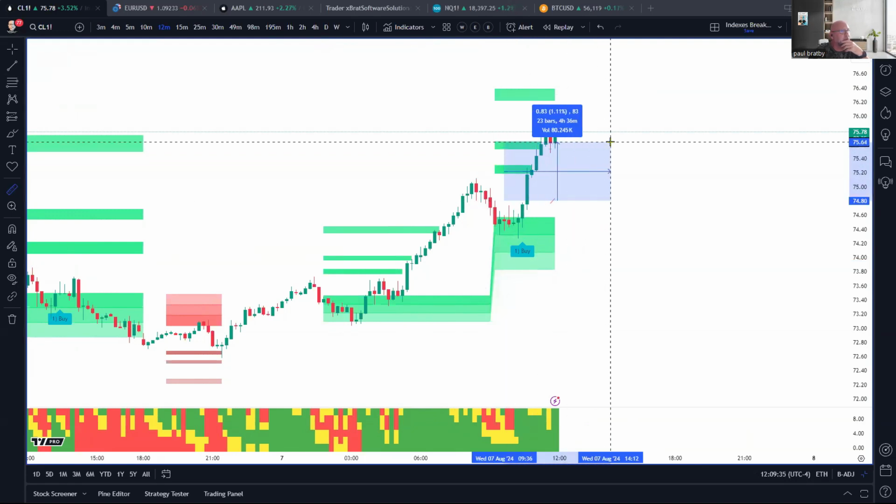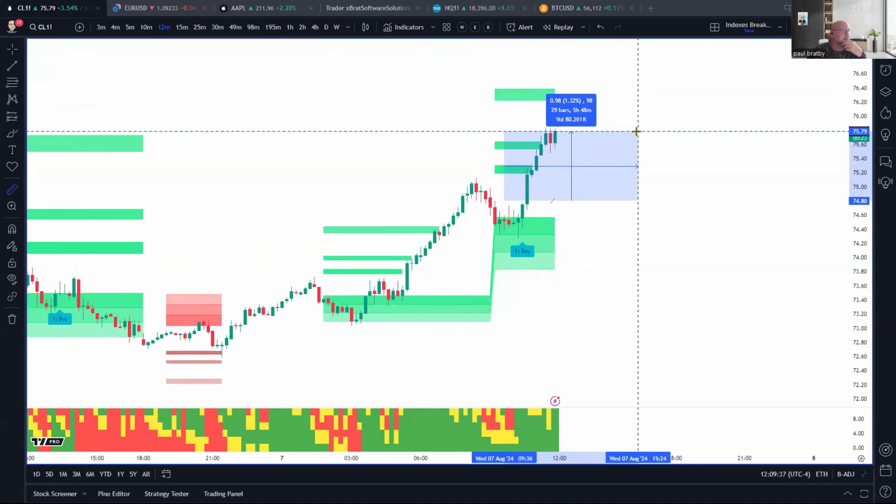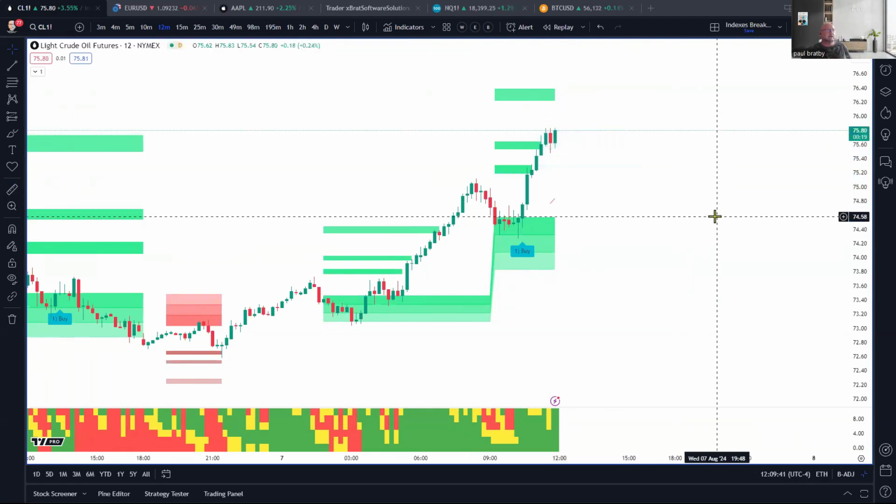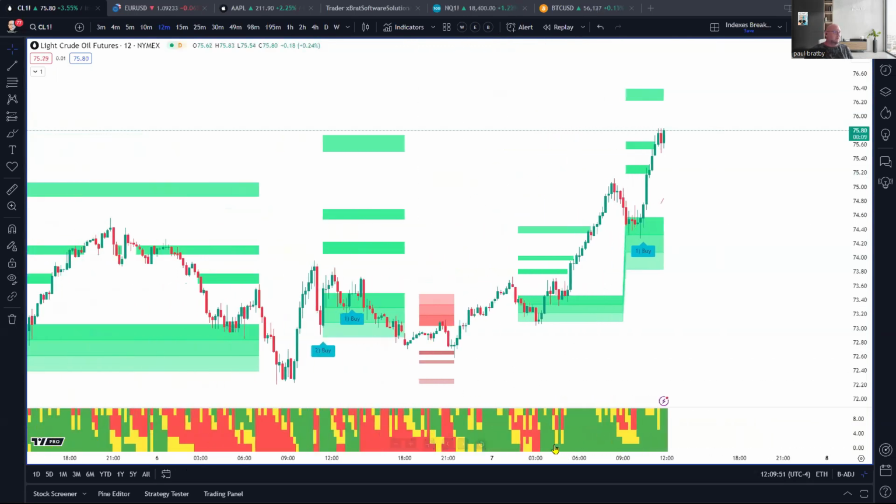This trade up to target 2 was 83 ticks. It's currently sitting around about 99 ticks, okay? That's a 200 tick day for oil, okay? That's a $2,000 day for oil, just on the 5-minute, okay? Really, really strong, very, very simple.